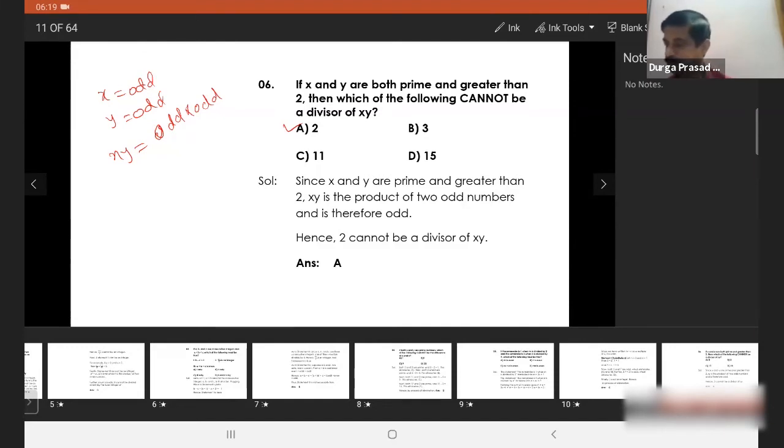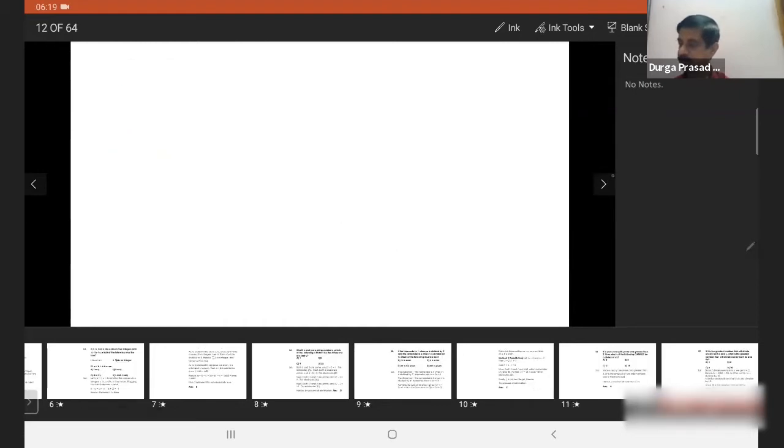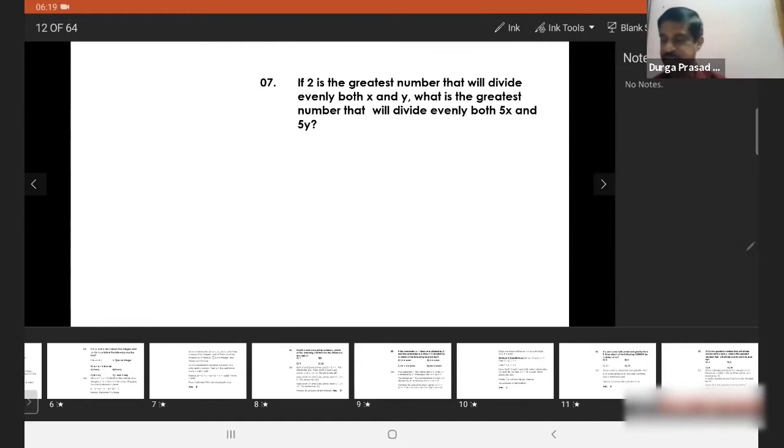Right? Have you completed, children? So let's go to the next question. Look at this. If 2 is the greatest number that will divide evenly both x and y, what is the greatest number that will divide evenly both 5x and 5y? So 2 is the greatest number that divides both x and y. Now look at these answers: 2, 4, 8, 10.